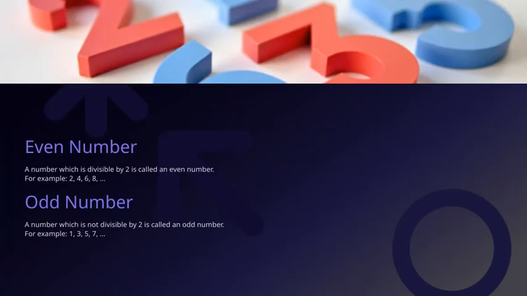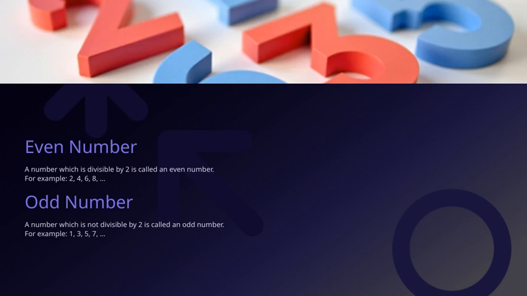Let's take a closer look at even numbers. An even number is any number that can be divided by 2 without leaving a remainder. For example, numbers like 2, 4, 6, and 8 are all even because when you divide them by 2, you get a whole number. This is a key concept because it helps us quickly identify certain numbers in math problems.